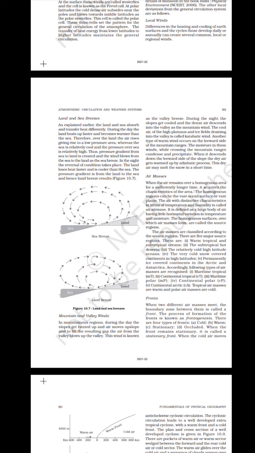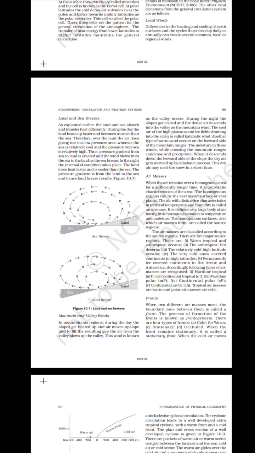Mountain and valley winds. In mountainous regions during the day, the slopes get heated up and air moves upslope, and to fill the resulting gap, the air from the valley blows up the valley. This wind is known as the valley breeze. During the night, the slopes get cooled and the dense air descends into the valley as the mountain wind. The cool air of the high plateaus and ice fields draining into the valley is called katabatic wind.